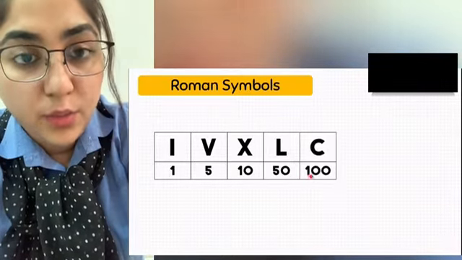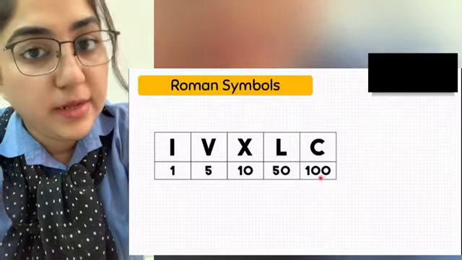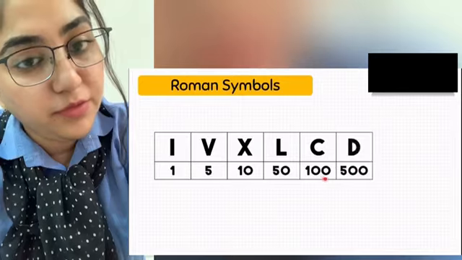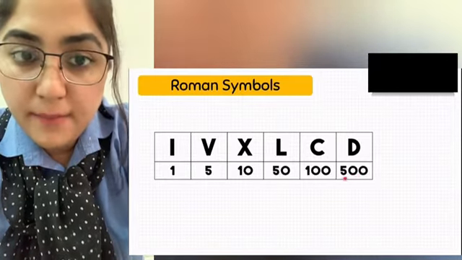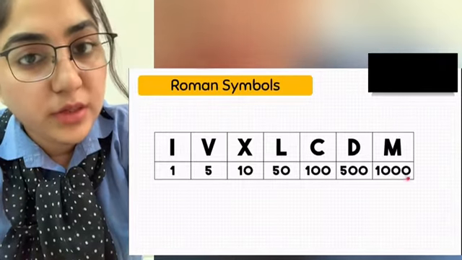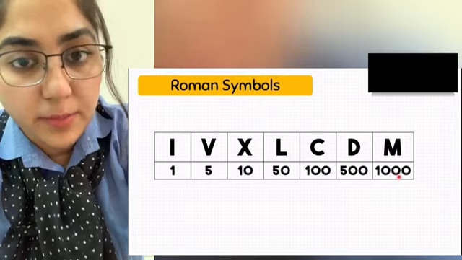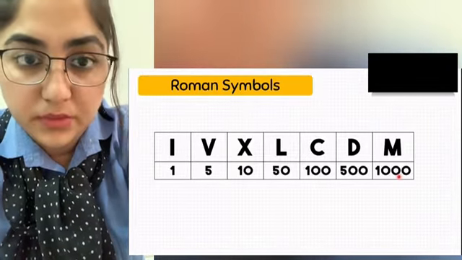Then C, which represents 100. Sixth Roman symbol is D, which represents 500. And the last Roman symbol is M, which represents 1000. So students, these are the 7 symbols, or we can say 7 Roman numeral symbols.